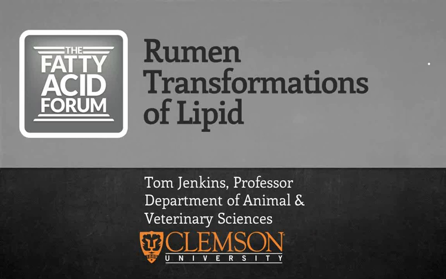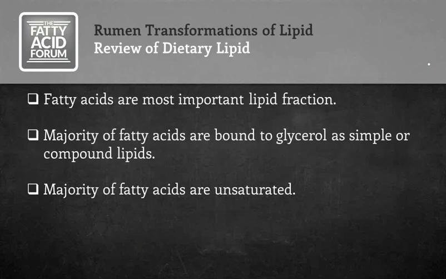Before addressing today's topic on rumen lipid transformations, I first wanted to start by briefly reviewing a few key points on dietary lipid characteristics. Lipid in the diet of dairy cattle is highly complex and diverse, but from a practical standpoint, we only need to focus attention on the fatty acid fraction. It's the most important lipid fraction for several reasons. First of all, it's the component in the lipid that has the high energy that we expect out of the lipid supplements, including fat sources we add to the diet to increase production.